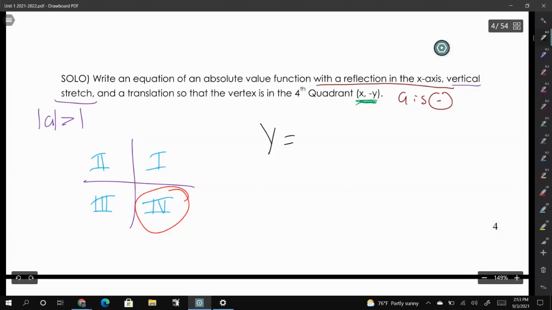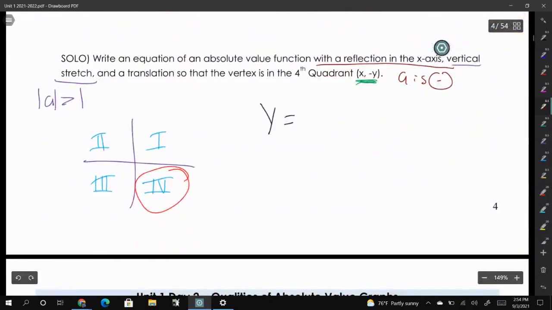Right, y equals. And there are multiple correct answers. So let's start with a negative in front because we have a reflection. And we just need any number in front that's bigger than 1. Let's go with 7. That was one of my hockey numbers. Let's go with that. X. Now, if we want to be in quadrant 4, that means we need to have a negative sign right here because our vertex has to have a positive x coordinate. So let's go with 4. Why not?